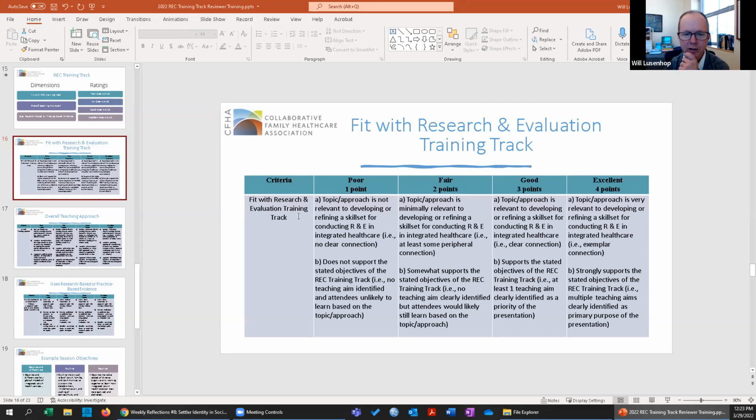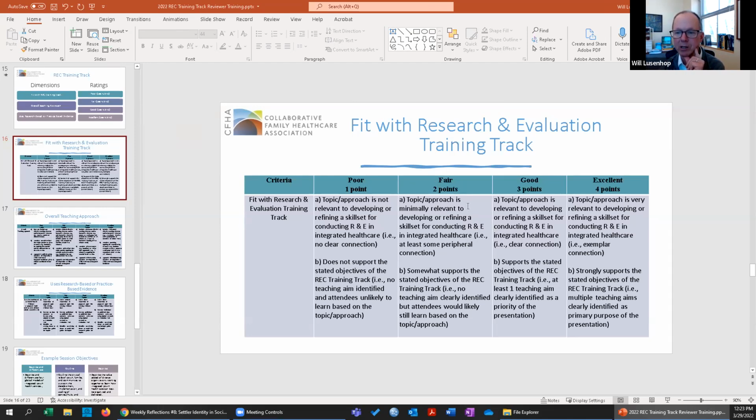And again, you're doing this kind of gut approach. You're just really looking at the title. You read the abstract, its objectives. Is it relevant to developing or refining a skill set? That is such an important piece. In this case, it's not relevant to defining a skill set or to conducting R&E, no real clear connection, and doesn't really support the stated objectives of the training track. And we actually see this a lot. I think some people, when they checked off this box, may not have read the directions fully. I do this a lot. And then again, as you go across, the criteria just gets a little bit more stringent.